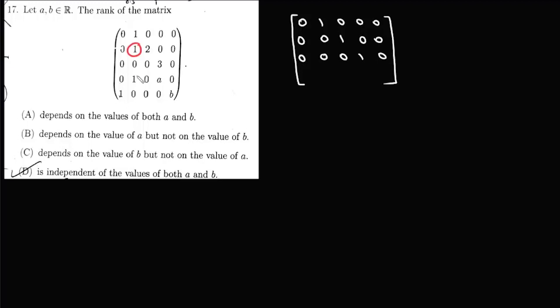Now for fourth row, we can eliminate this one. We'll have 0, 0, 0, a, 0, and we'll divide everything with a. So we can write 0, 0, 0, 1, 0, and here will be 1, 0, 0, 0, b. Now these two rows, they are same. So we can again make this 0. So rank of this matrix will be 4, and it doesn't depend on A.